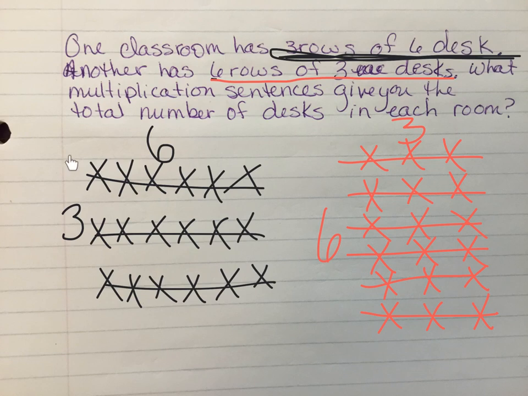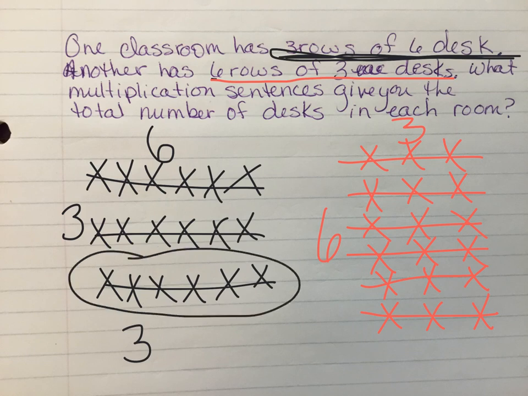So for this array, we can do a number sentence of 3 groups, because this is a group of 6. And when I use the word groups, I'm going to use the times sign. So I have 3 groups of 6 in that one. Over here with this red one, I have 6 groups of 3, because a group is this one right here.